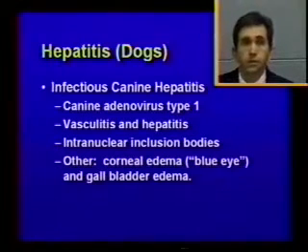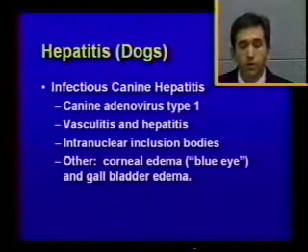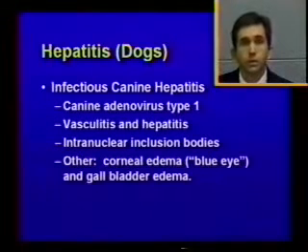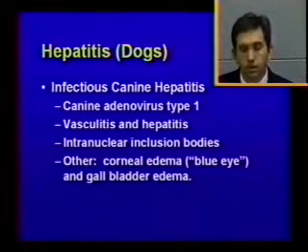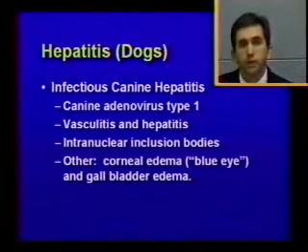Other lesions that are commonly associated with infectious canine hepatitis include corneal edema, which is also known as blue eye. And this is a response usually in animals that have survived the initial injury to the liver and now develop a second form of the disease in which there is edema of the cornea of the eye. One lesion that is said to be classical for infectious canine hepatitis is severe edema of the gallbladder.